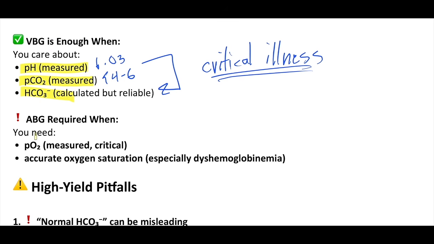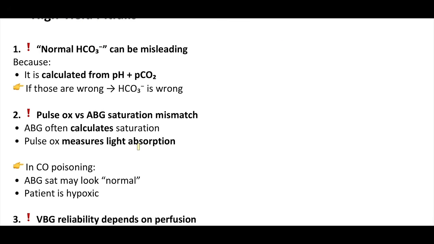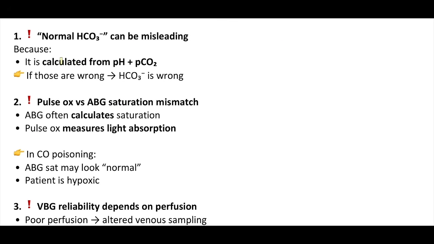ABG is required if you need a PO2 measurement or an accurate oxygen saturation on the gas, or if you're worried that the VBG is not accurate based on critical illness. So, high yield pitfalls, quote unquote: a normal bicarbonate can be misleading because it's calculated from the pH and PCO2. So if those are wrong, your bicarbonate is wrong.